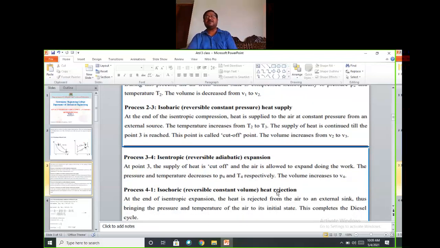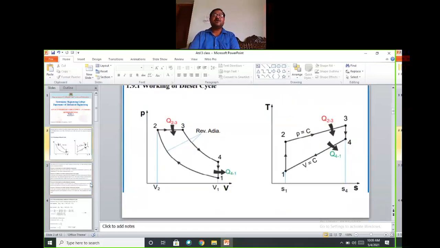Isochoric or reversible constant volume heat rejection. You see, one more important thing here. Heat supply takes place at constant pressure. Heat rejection takes place at constant volume. You can observe here, it is a horizontal line, and here it is a vertical line. Vertical means if you project this line, state 4 or state 1, up to the x-axis, the abscissa, it is falling on the same point. That's why it is a constant volume process. Heat rejection takes place from 4 to 1. Okay, heat rejection.